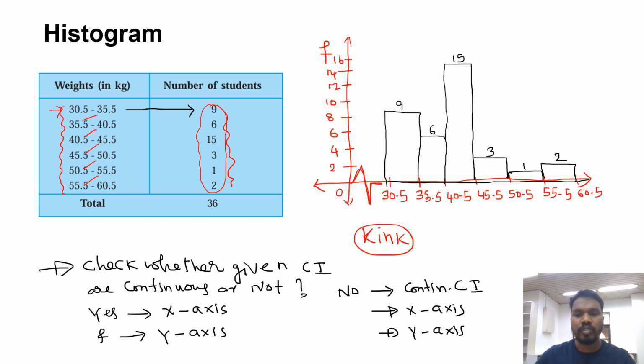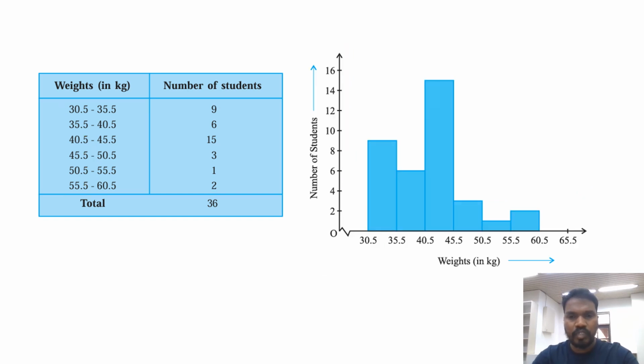Clear? We already know how to convert discrete class intervals to continuous class intervals. So this is the way we can construct the histogram. So this is the final.